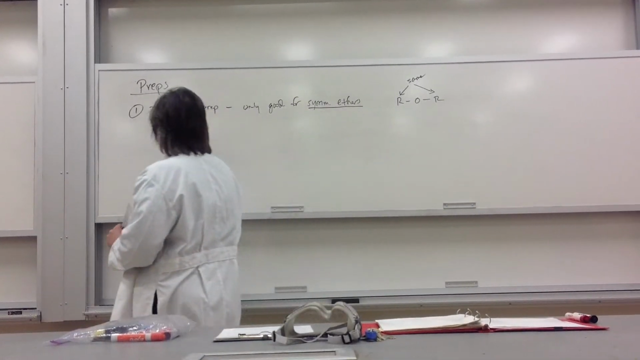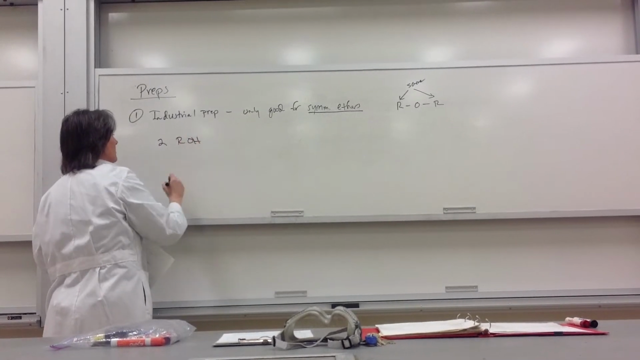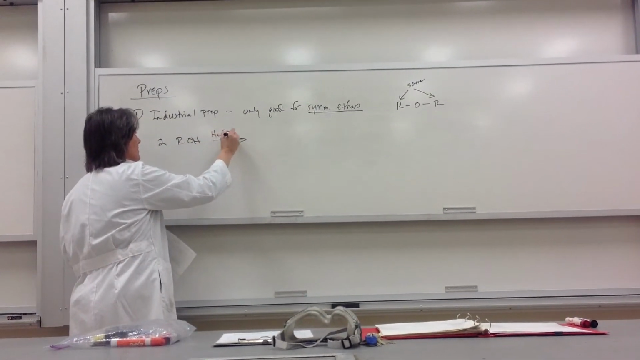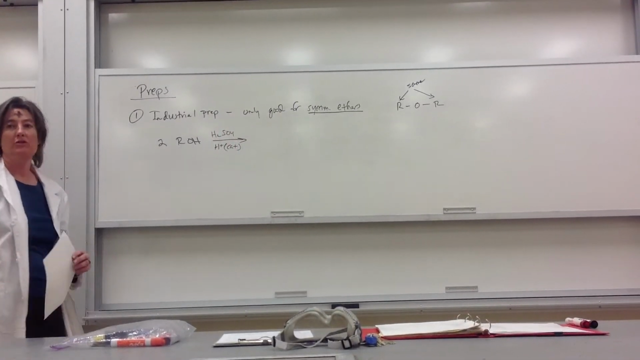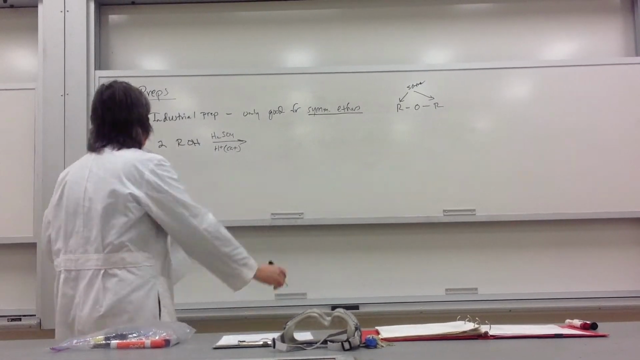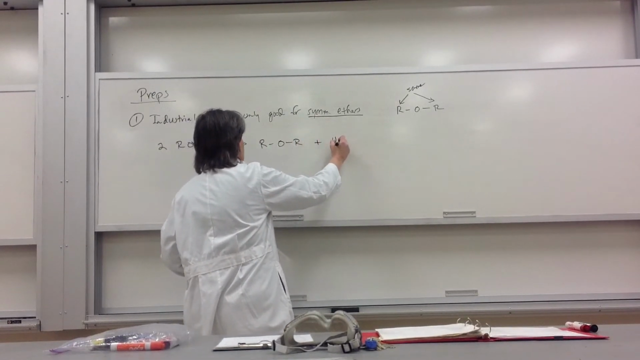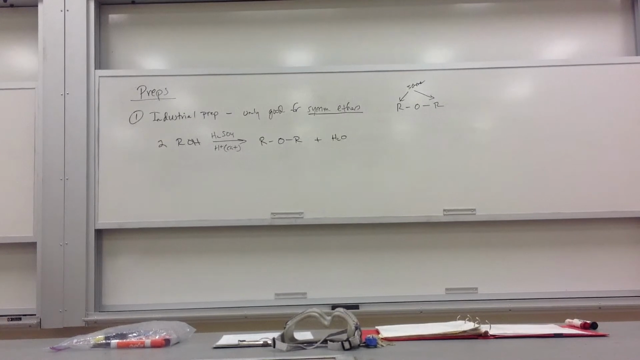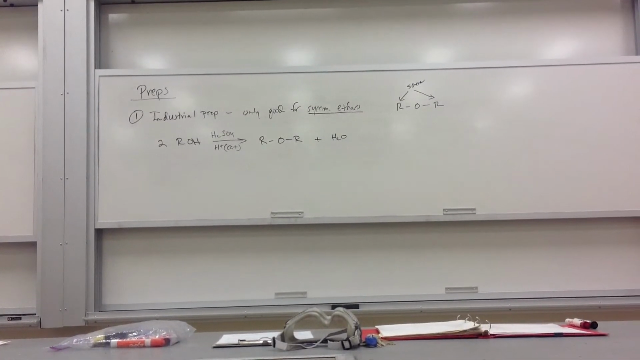This industrial prep involves taking two alcohol molecules, mixing them with an acid catalyst in the form of usually concentrated sulfuric acid. And you end up forming your ether and water as a byproduct. I think that's the byproduct.